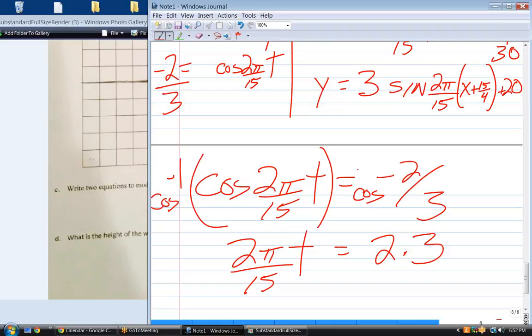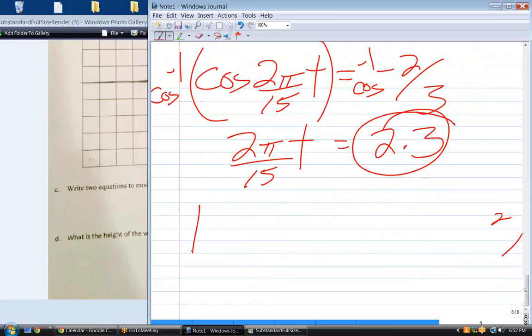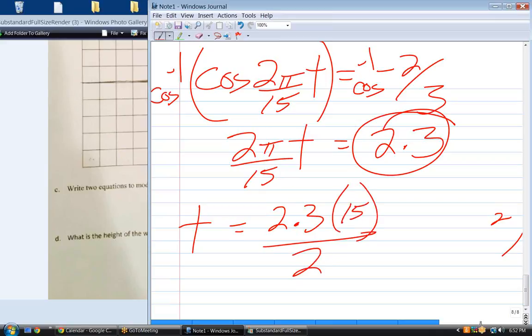You get 2.3 there, and you get whatever's in the argument on the left side. So now t is equal to 2.3 times 15 divided by 2 pi. So that's the first time that the height is equal to 18 feet.